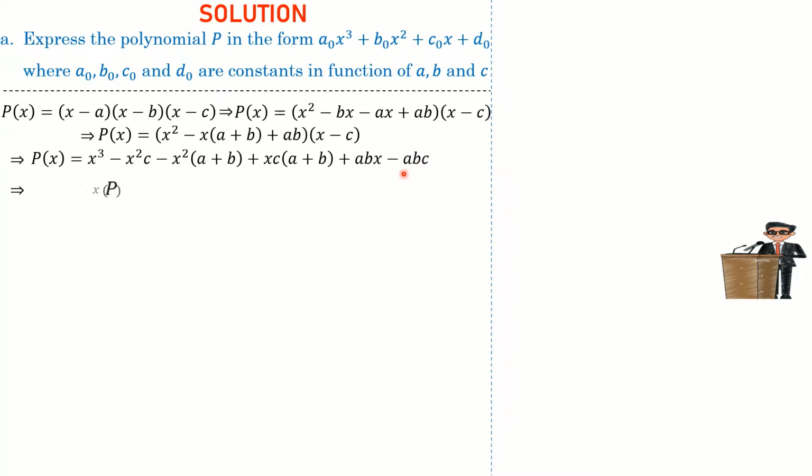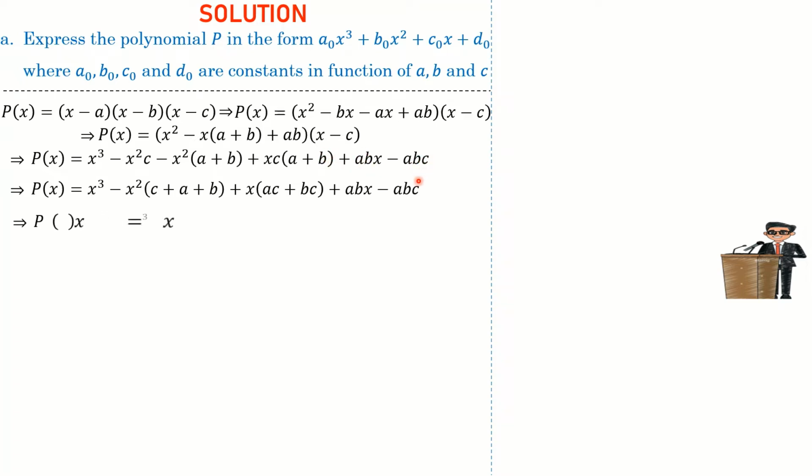From there, we can group some like terms together. So we have x cubed, which remains. Now we have x squared here and we have x squared here. Due to the sign, we factor out negative x squared. Factoring it out, we are going to have c plus a plus b, which is this. Now these two, we have x in common, and we can multiply this bracket by c. So we have x into ac plus bc plus ab, then minus abc.